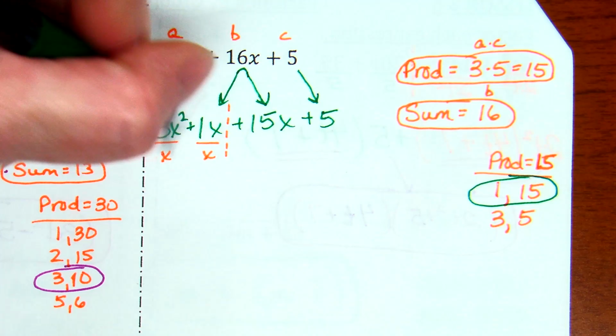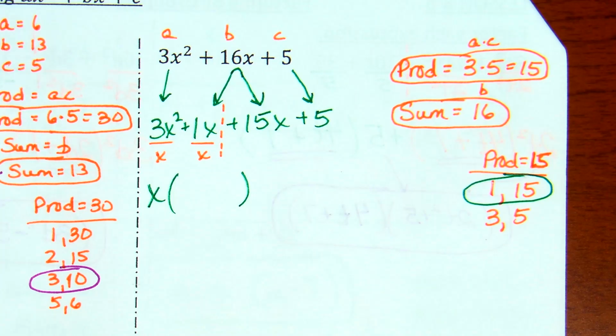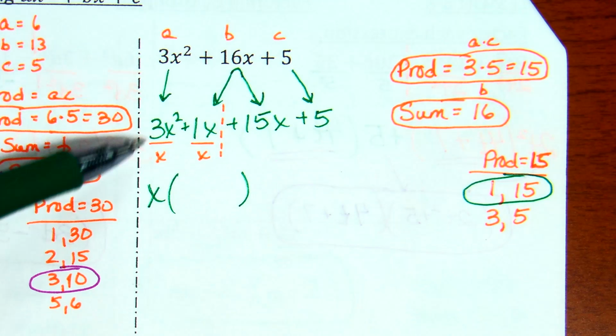And then what remains? So 3x squared divided by X. 3x. So the 3 is going to stay 3, right? Because 3 divided by 3 is going to stay 3. If I have x squared and I divide away an x, that leaves me with x to the first. So 3x to the first.